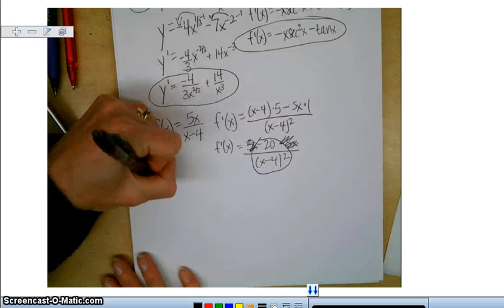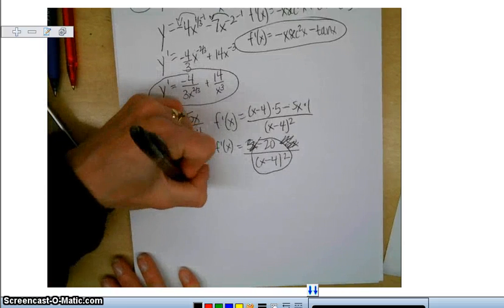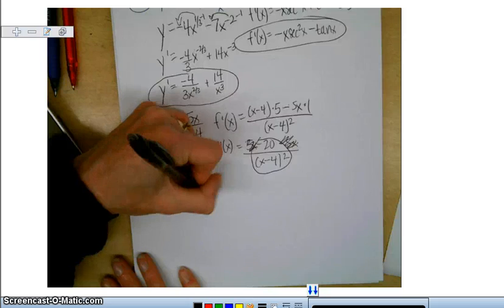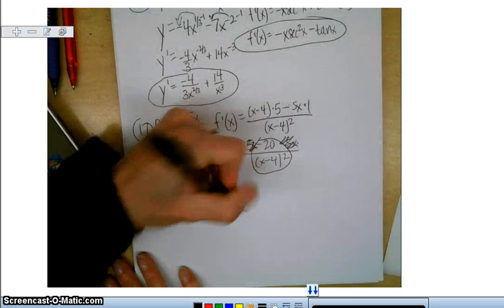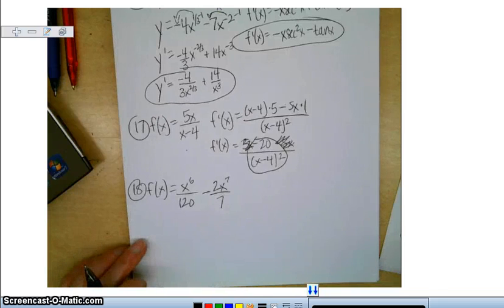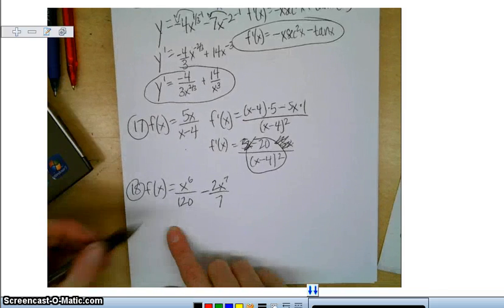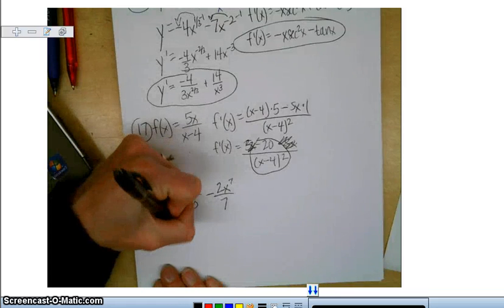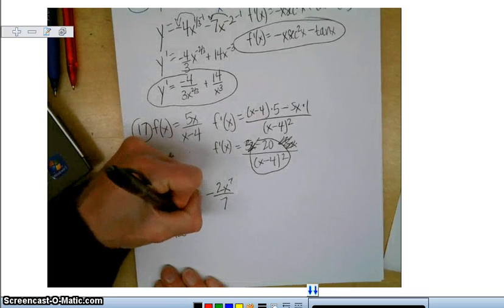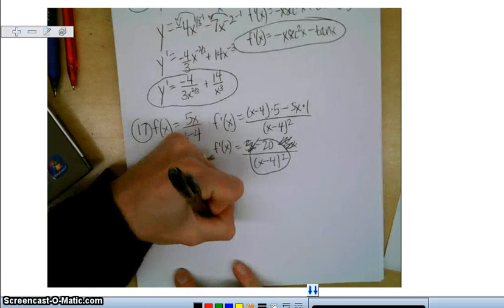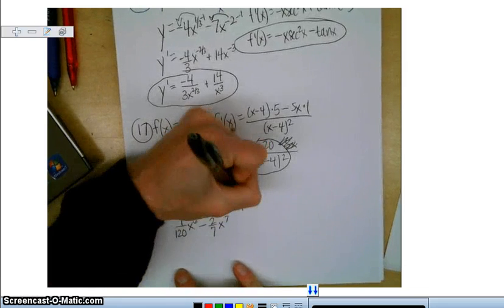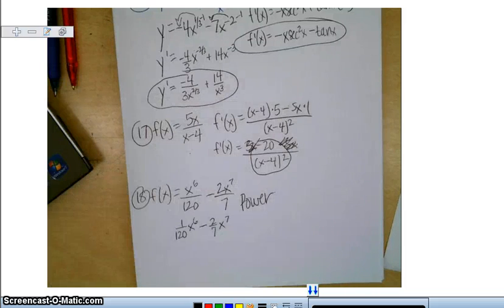This one looks, again, like a hard problem. It's actually pretty easy. Quotient rule is not necessary. In fact, this is really one of the easiest problems on here. I can think of x to the 6th over 120 as the same as 1 over 120 times x to the 6th. And I can think of this as minus 2/7 times x to the 7th. So this is really just a power rule problem.